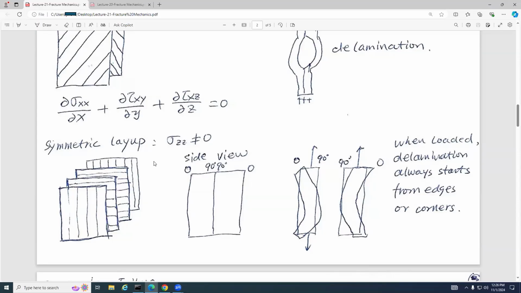When loaded, delamination always starts from the edges and the corners. If you load this way, this is the original configuration, and this curve is the final configuration. You can see the layers are separating from each other on these two ends, on this end, and on this end. Only in the middle might they still contact each other. This is called delamination.